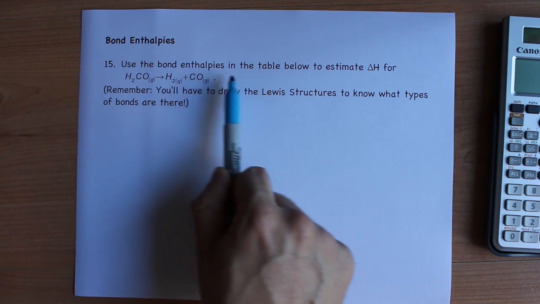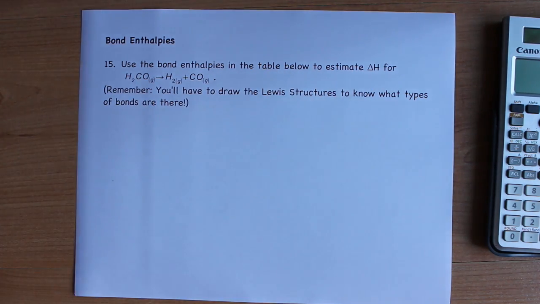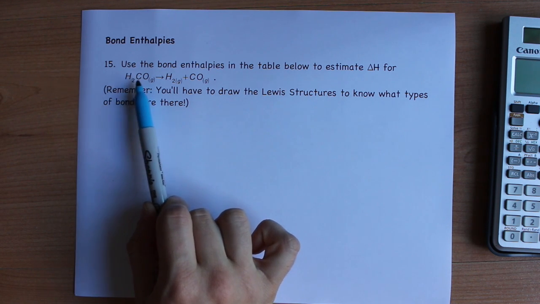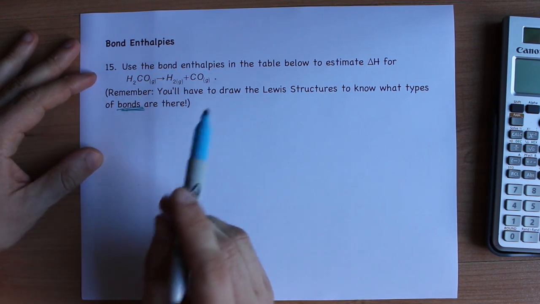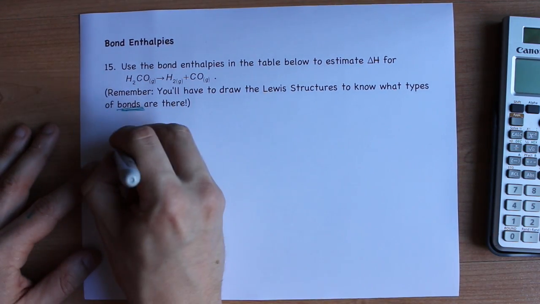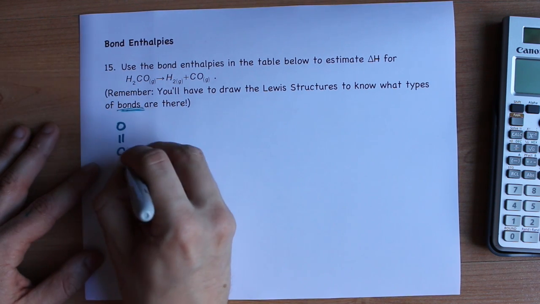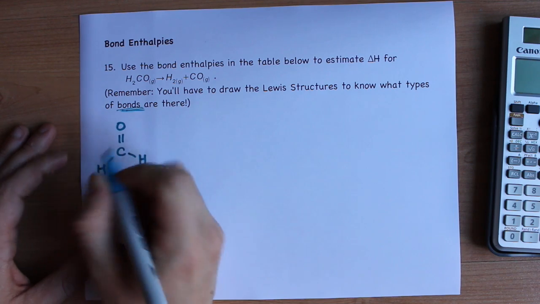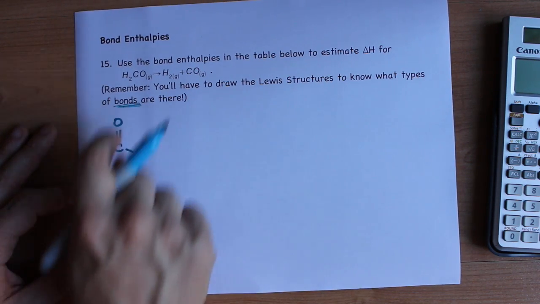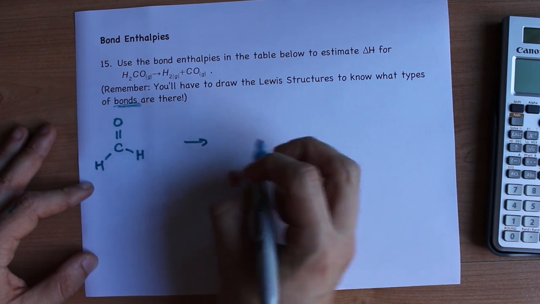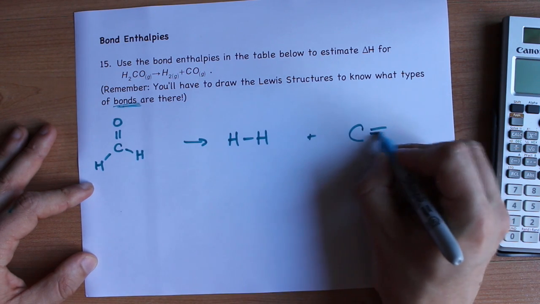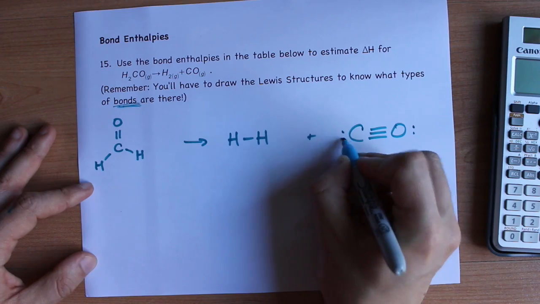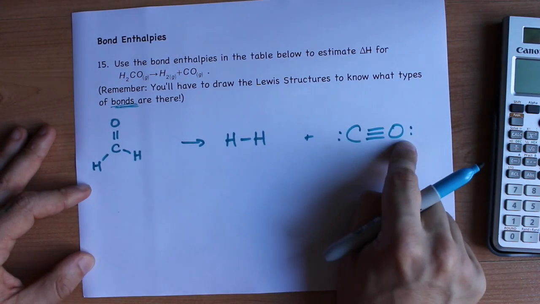Okay, so let's use bond enthalpies to calculate the delta H for this reaction. This is methanol or formaldehyde breaking apart to H2 and carbon monoxide. In order to figure out the bonds that we're going to have to break and form, we need to draw Lewis structures. So, carbon bonded to oxygen, single bonded to each hydrogen. If you've done organic chemistry, you already knew what this aldehyde was going to look like, becoming H2, which is just an HH single bond, and a carbon monoxide, which if you're used to drawing Lewis structures, you know is a CO triple bond. They have to follow the octet rule.